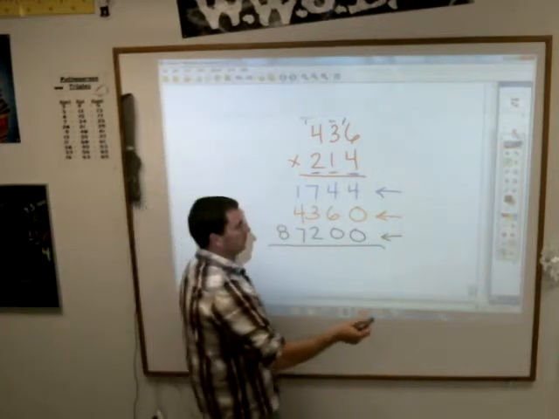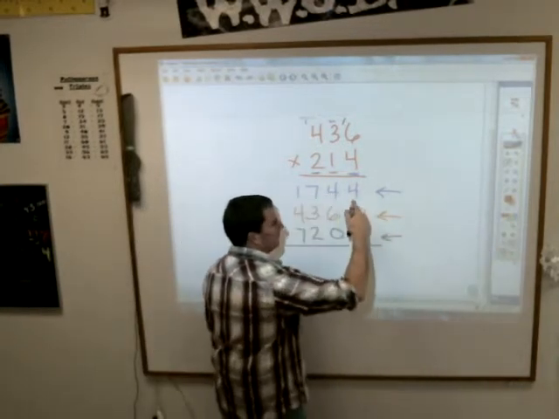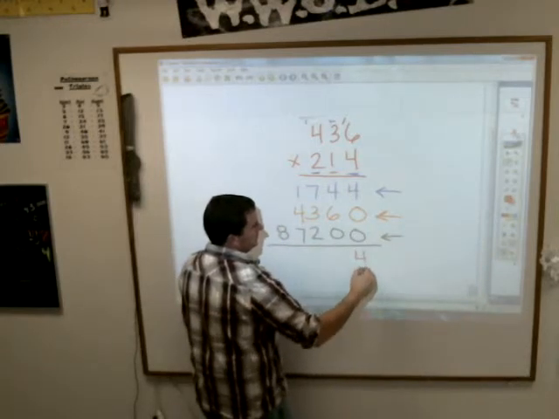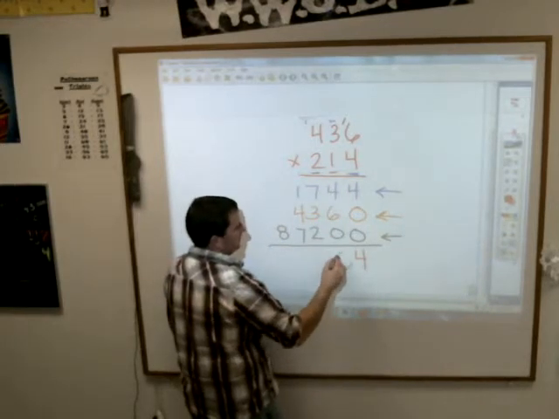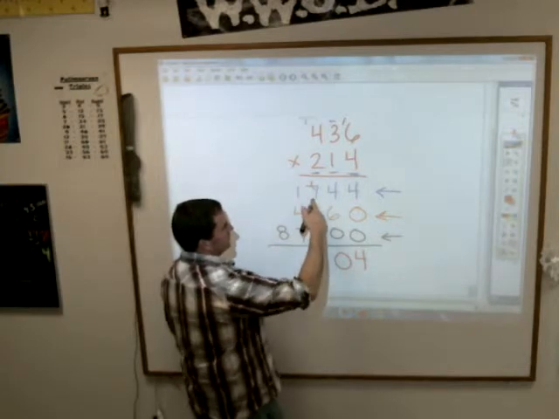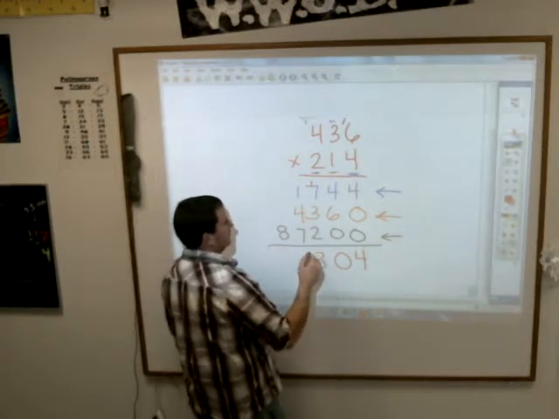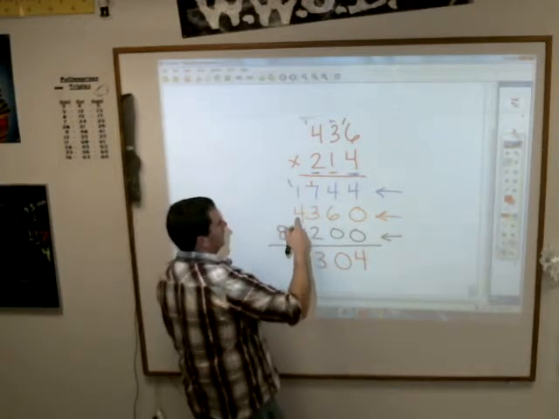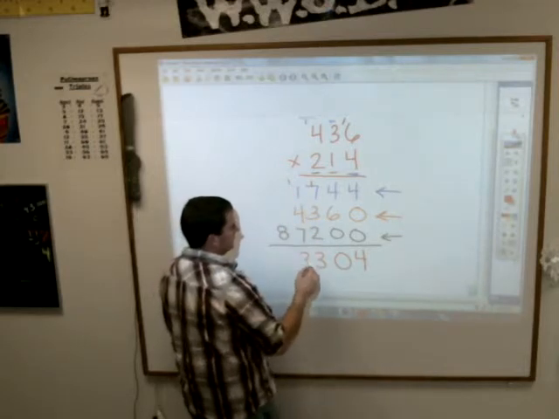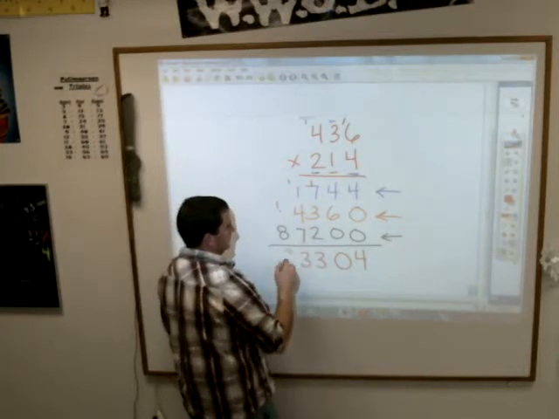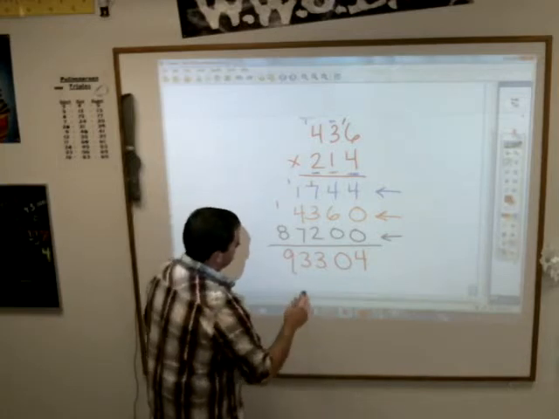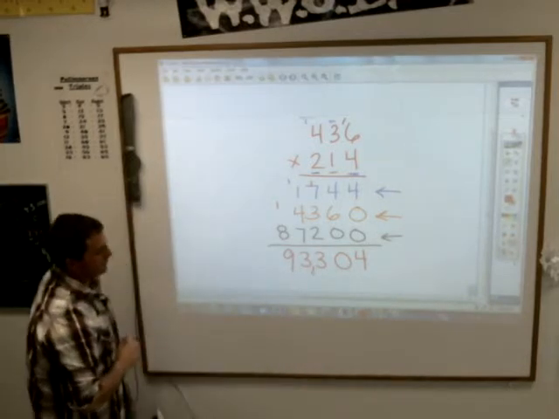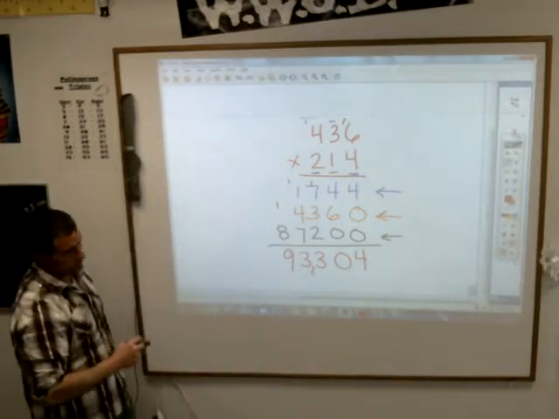And then hopefully you can bring it home by doing your adding right. 4 plus 0 plus 0. 4 plus 6 is 10. 7 plus 3 is 10. 11 and 2 is 13. 93,304. Yes.